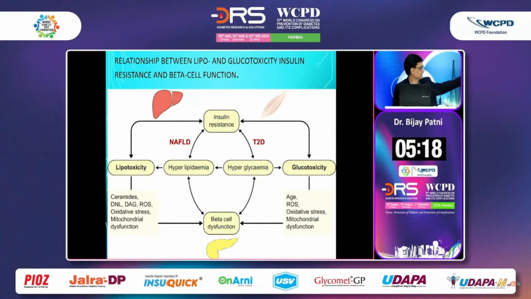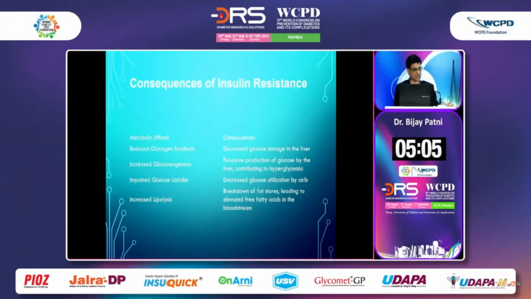Same thing, these are the factors which can lead to increased lipoprotein toxicity, and the other group can lead to increased glucotoxicity. All will ultimately increase the insulin resistance and the beta cell dysfunctions. So the consequences obviously will be reduced glycogen synthesis, increased gluconeogenesis, impaired glucose uptake, and increased lipolysis.